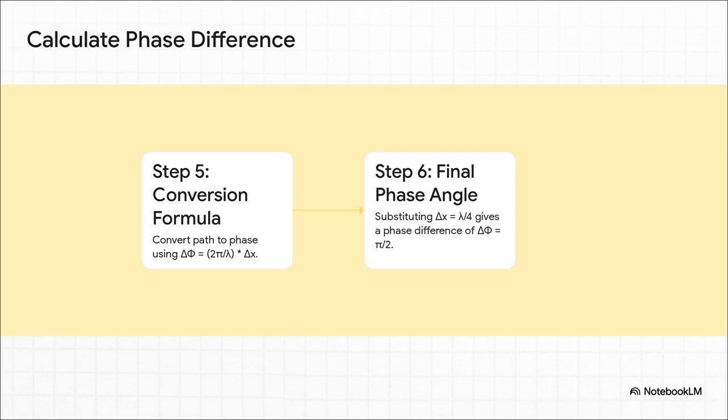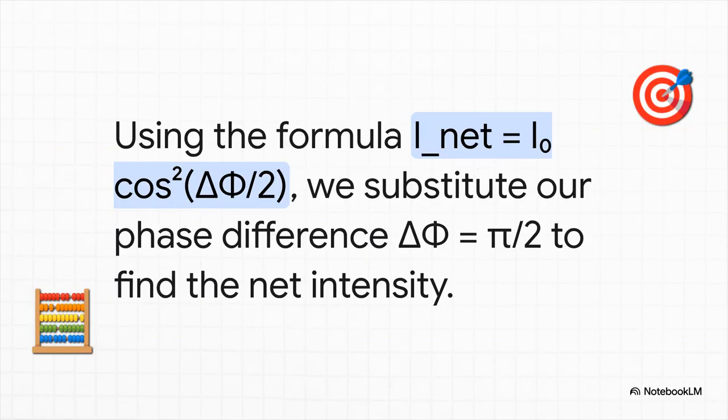Now that we have the path difference, we need to convert it into a phase difference, delta phi. And there's a simple relationship. A path difference of a quarter wavelength, lambda over 4, always corresponds to a phase difference of pi over 2 radians. Finally, we can use our intensity formula.